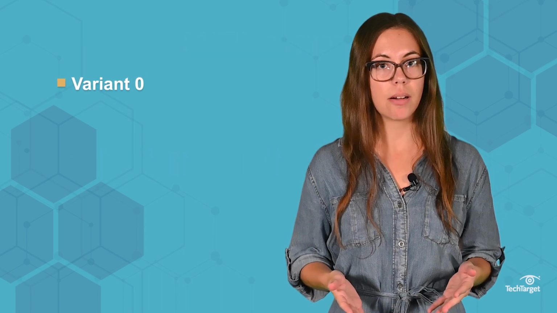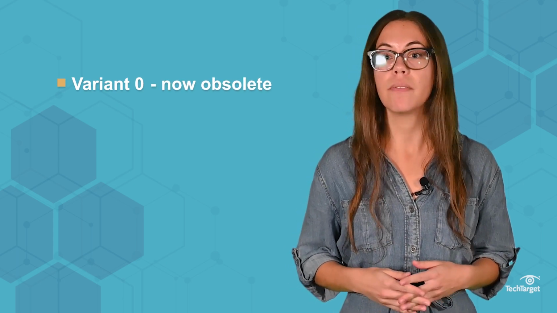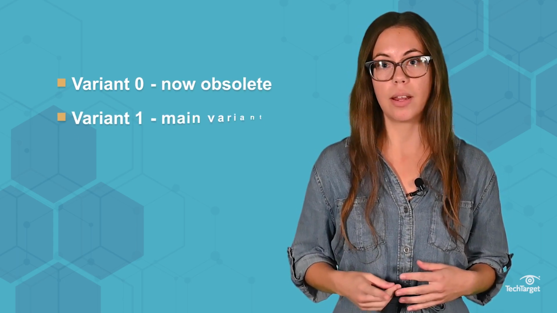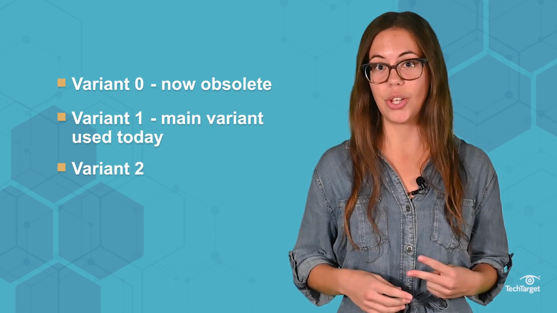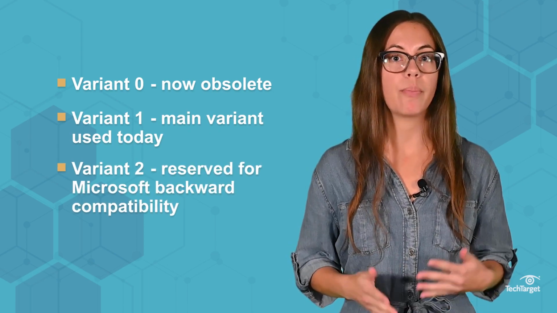There are 3 variants of UUIDs: Variant 0, which is obsolete now, Variant 1, which is the main variant used today, and Variant 2, which is reserved for Microsoft backward compatibility. Of Variant 1 UUIDs, there are then several versions, which differ in how they are constructed and what they're best suited for. For example, version 1 UUIDs use the computer's MAC address and current date and time in their creation.